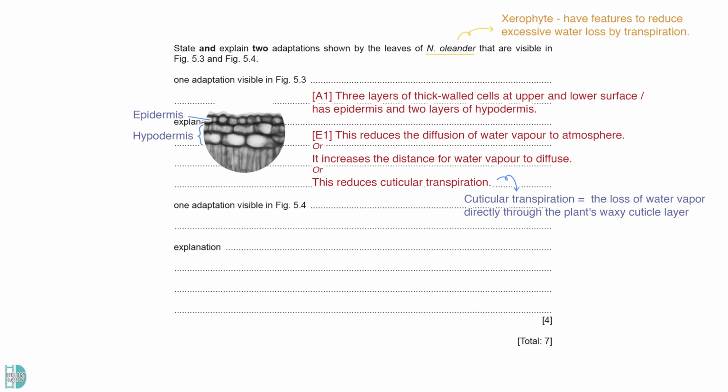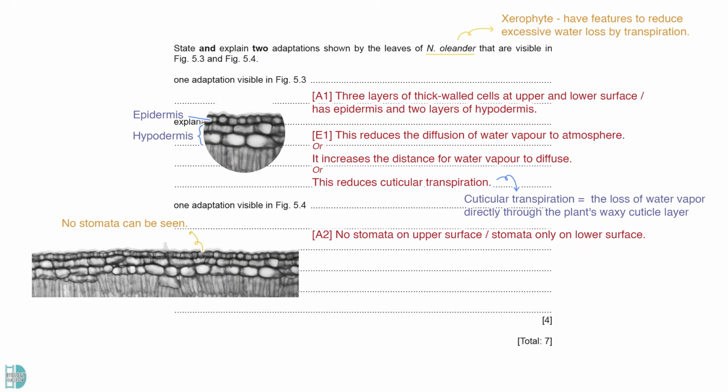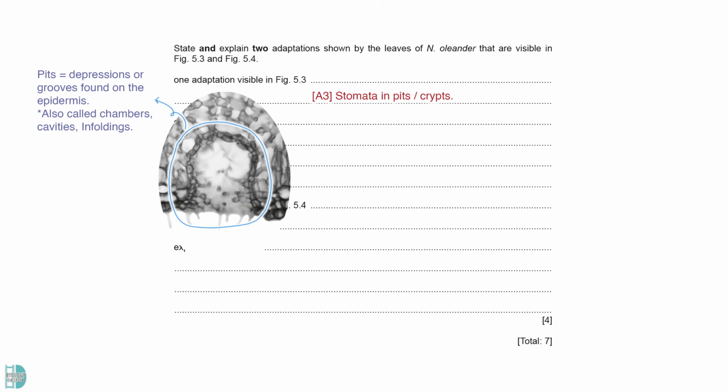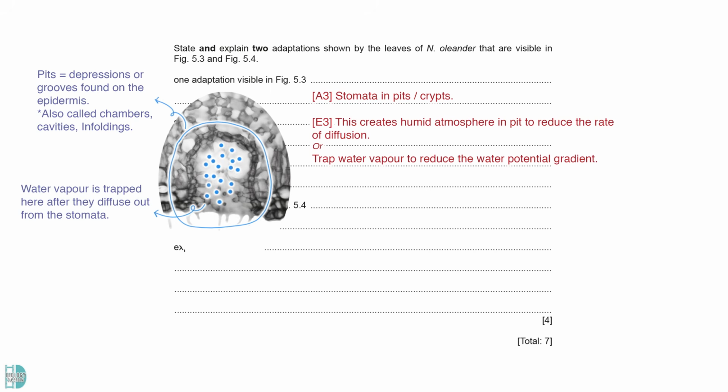Cuticular transpiration is the loss of water vapor directly through the plant's waxy cuticle. There are no stomata on the upper surface. This feature prevents the exposure of stomata to direct sunlight, as it can trigger the opening of stomata. At the lower epidermis, stomata are found in pits or crypts. Pits are the depressions or grooves found on the epidermis. This chamber allows water vapor to gather and creates a humid atmosphere to reduce the water potential gradient. It also minimizes the effect of external air currents, preventing water vapor from being carried away.